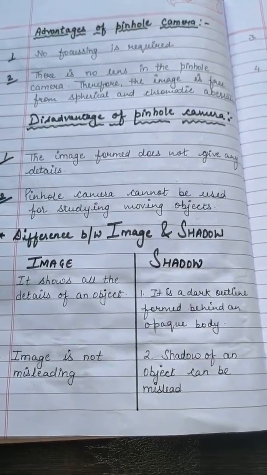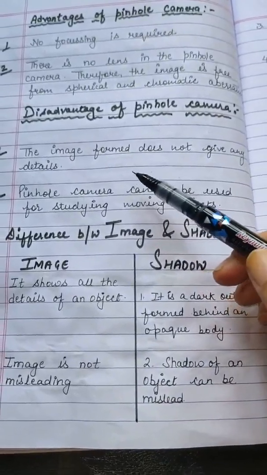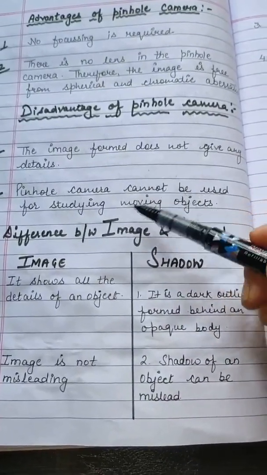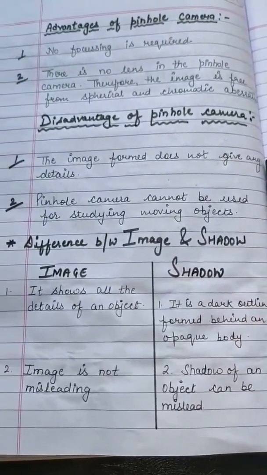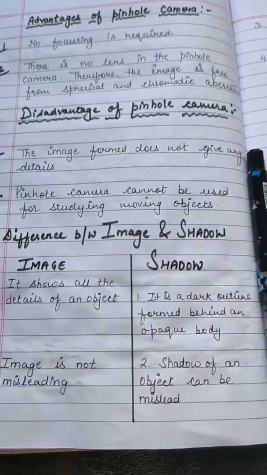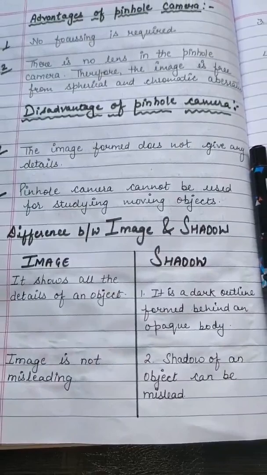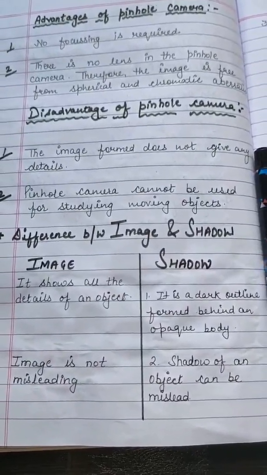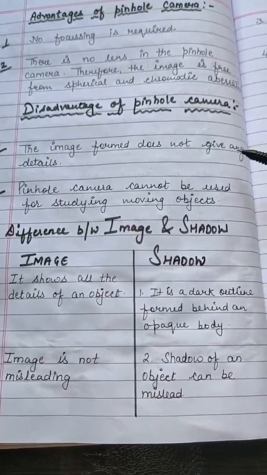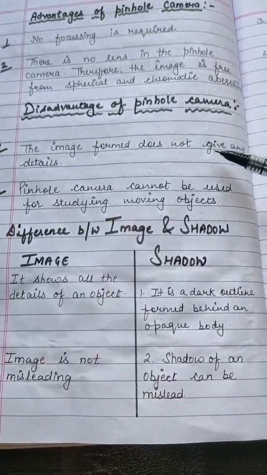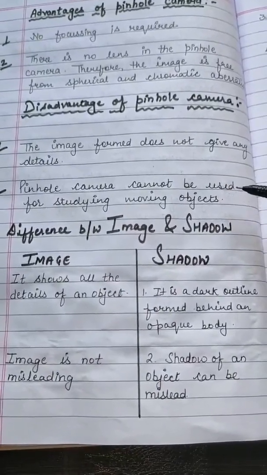And there are some disadvantages also. The image formed does not give any details. The images formed by the pinhole camera don't give any detail. A pinhole camera cannot be used for studying moving objects. It can work only for constant or stable objects. So these two are the disadvantages: the image formed doesn't give any detail and the pinhole camera cannot be used for studying moving objects.